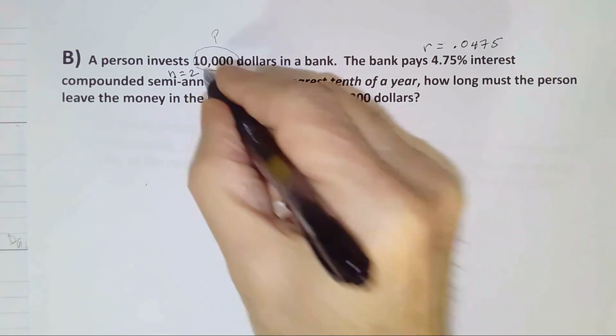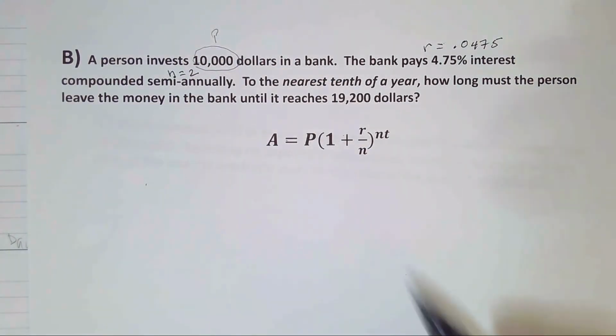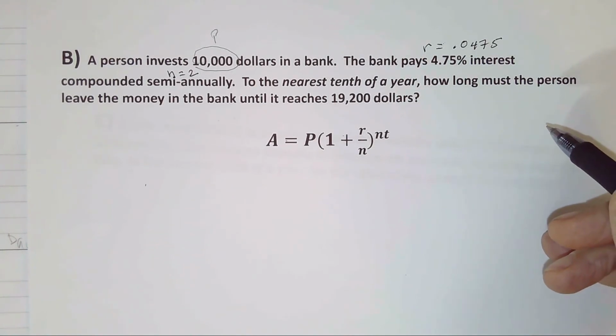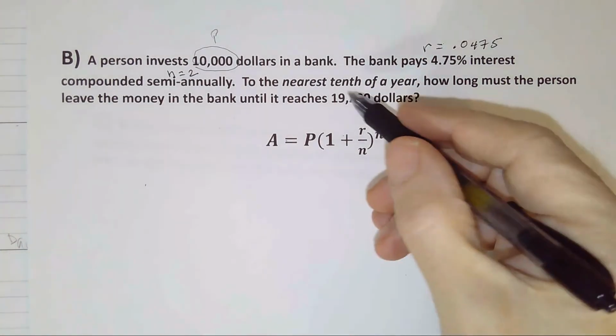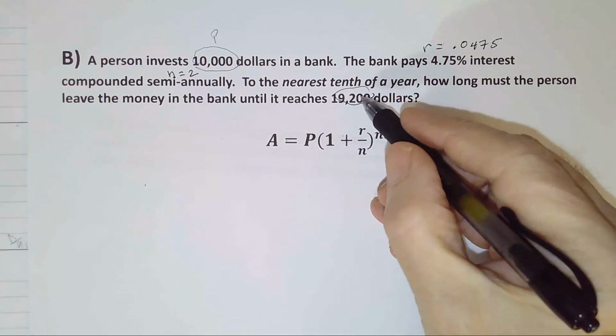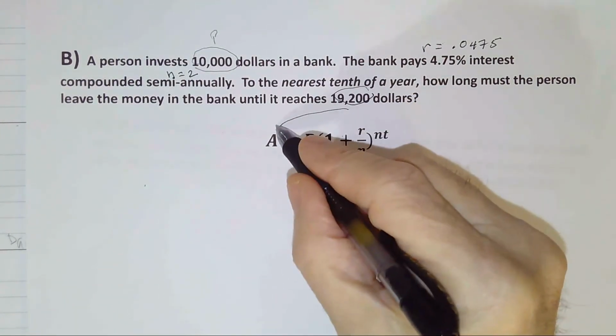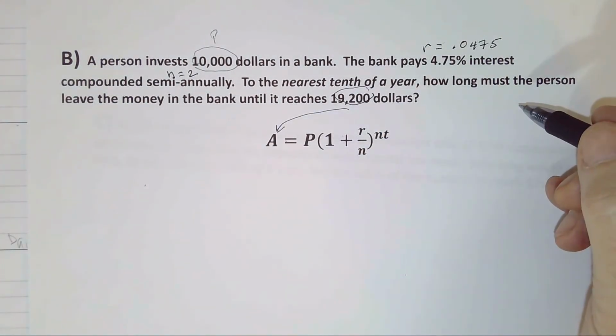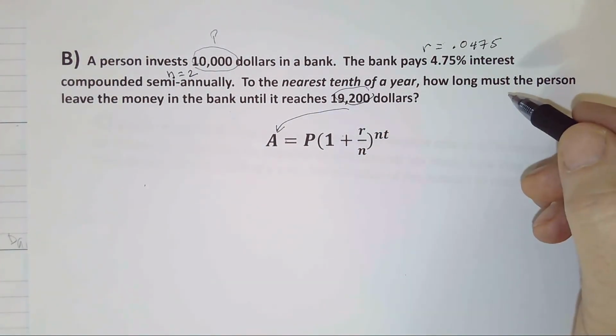And then, to the nearest tenth, how long must the person leave the money in the bank until it reaches $19,200? So this is going to be the result. That's what this is here. So t for time is how long. Find t.